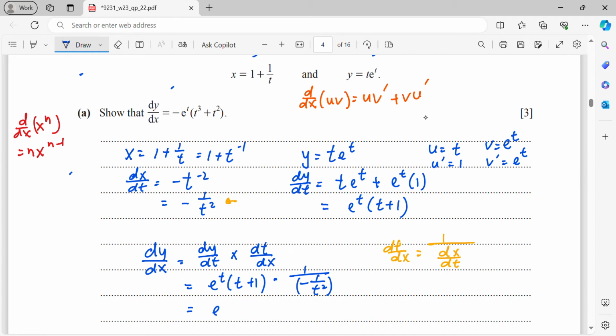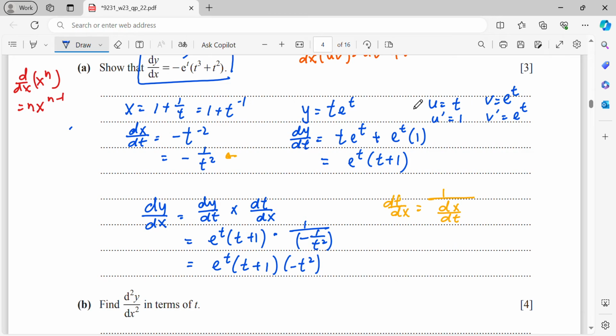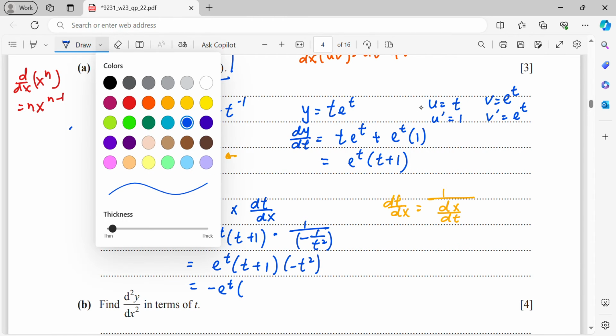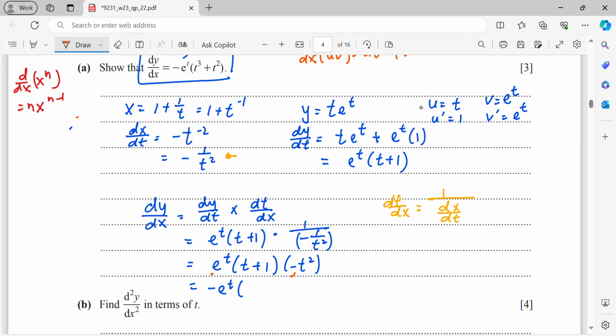That means e^t times (t plus 1), and 1 divided by negative 1 over t squared is basically negative t squared. And now you need to show this. Keep the negative e^t outside. Once you factorize the negative, the t squared must be brought inside the bracket. So it will be t squared times t, you get t cubed, then t squared times 1, t squared. So with this, we have shown the dy/dx.